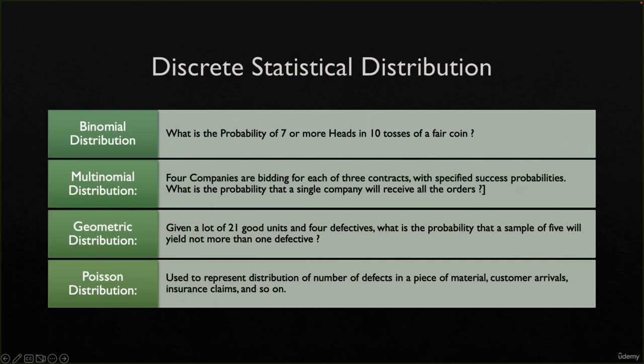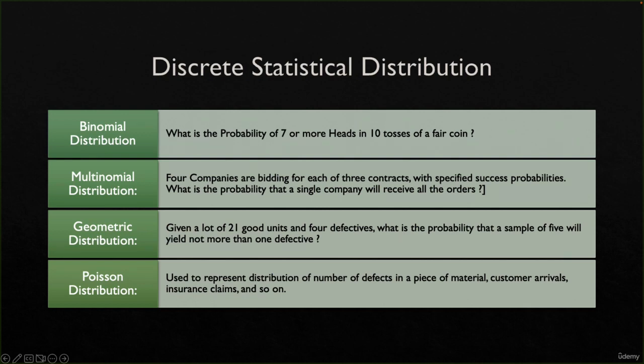And we make use of the multinomial distribution. To give you an example, let's say we've got 4 companies. They're bidding for each of the 3 contracts with specified success probabilities. Then to find the probability that a single company will receive all the orders, in such scenarios, we make use of this multinomial distribution.